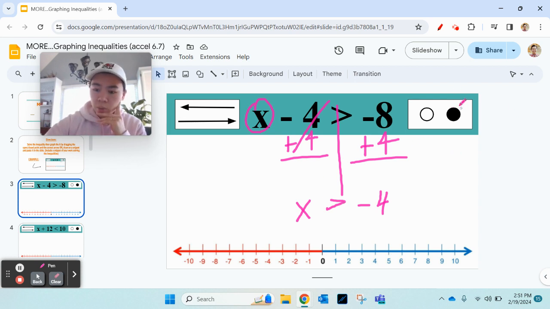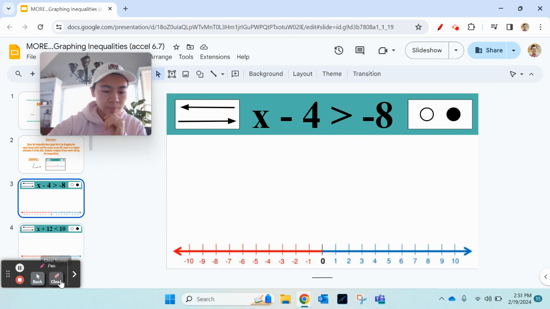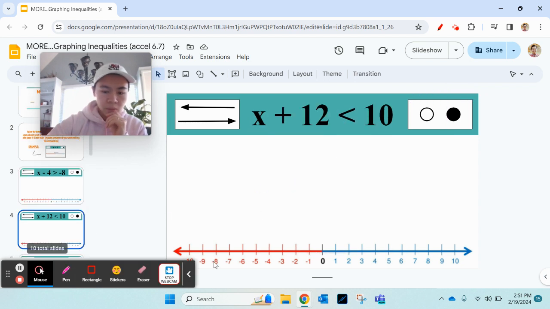Remember that the closed point is going to be for greater than or equal to, less than or equal to. That's this closed point. The open point is going to be for greater than and less than. So we're going to use an open point because our answer is x is just greater than negative 4. So open point on negative 4. Okay, that means it does not include negative 4. And all the numbers that are greater than negative 4 are going over here to the right. There's the answer to slide 3. So this was just a one-step inequality.